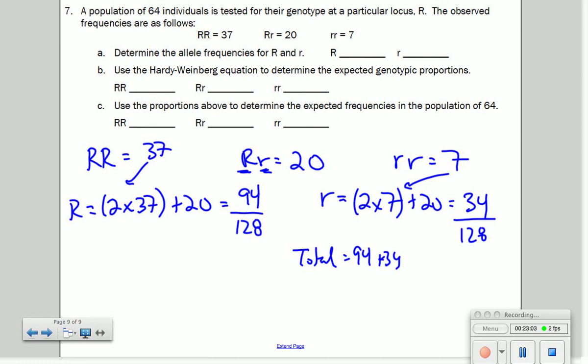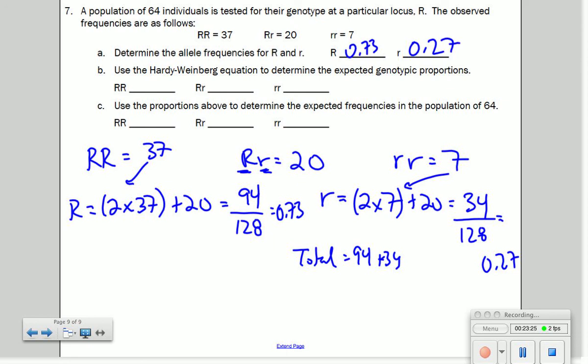So 94 divided by 128, I get 0.73, and 34 divided by 128, 0.27. So 0.73, 0.27. And you notice that they equal 1.